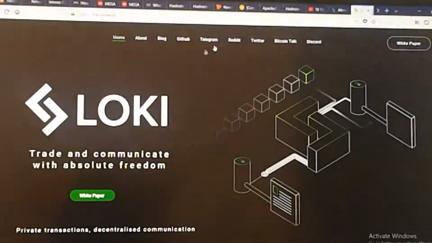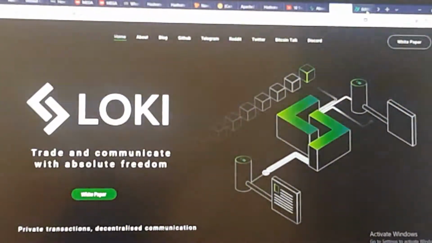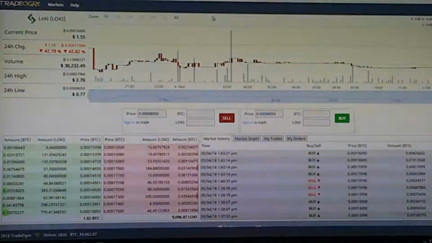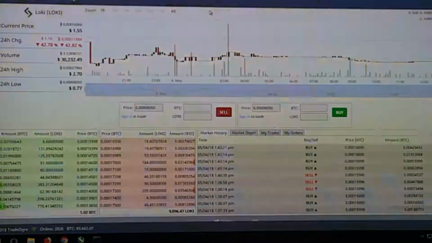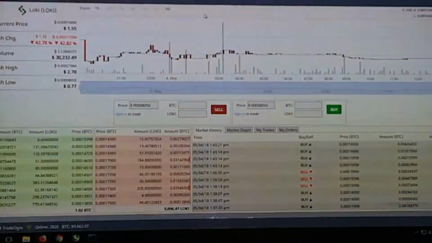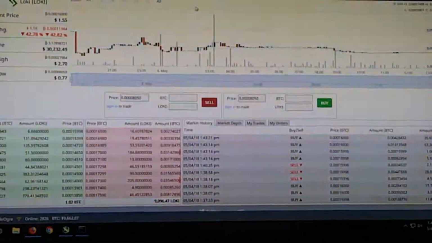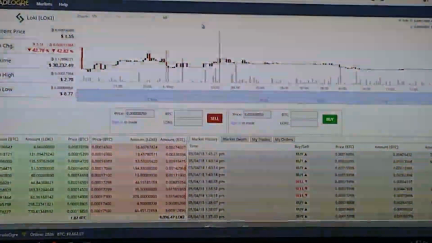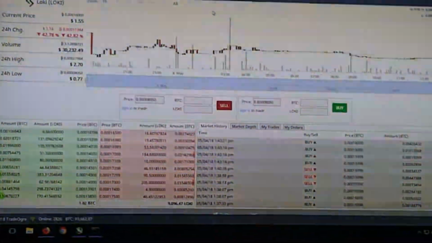So as you guys can see, let me just pull it up. Current price of Loki is $1.55 American. But it opened yesterday at $2.70. But this is a new coin to mine. The network hash has gone up. It's really high right now, so everyone wants to mine it.